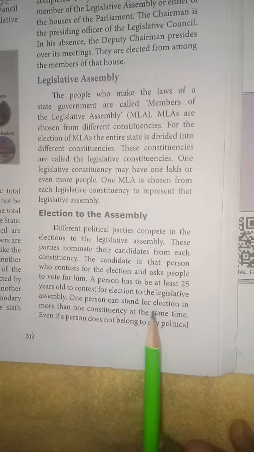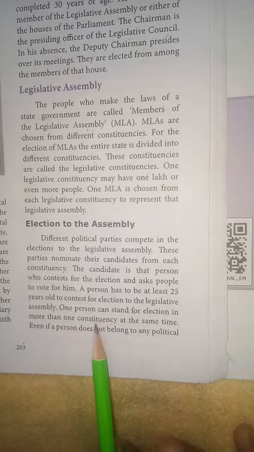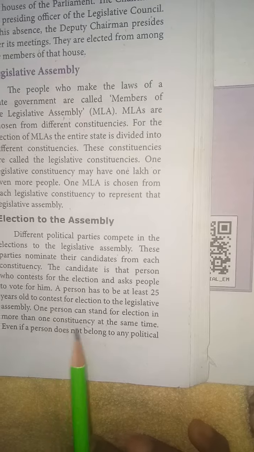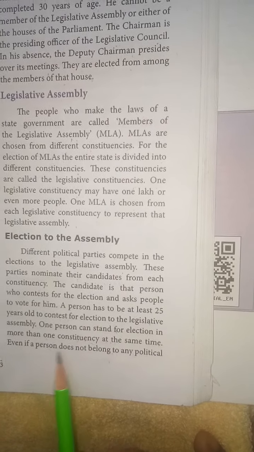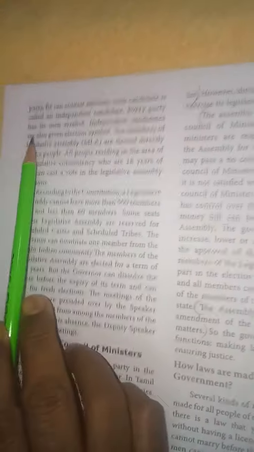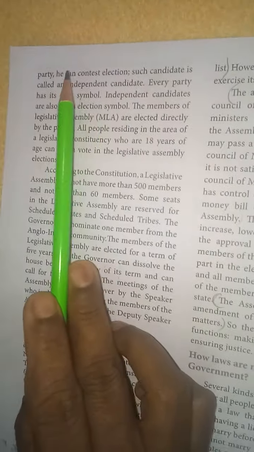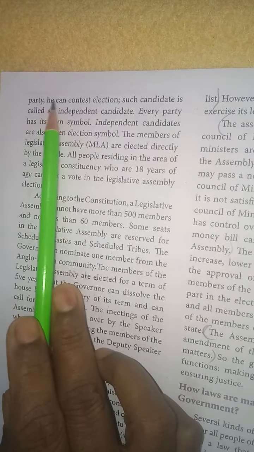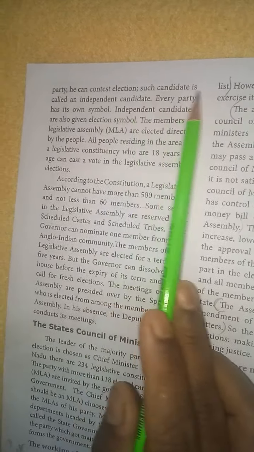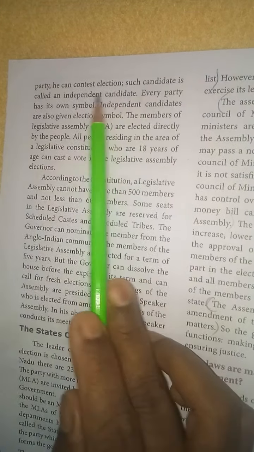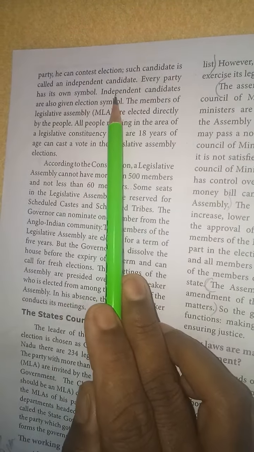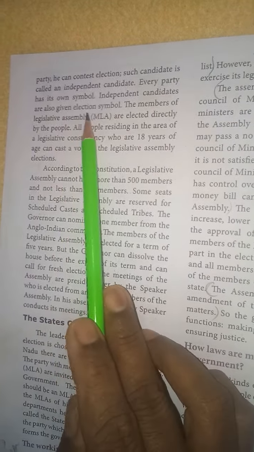A candidate can stand in more than one constituency. Even if a person does not belong to any political party, he can contest the election. Such a candidate can stand alone without joining any political party, and is called an independent candidate, suyetchai vetpalar. Every party has its own symbol. Independent candidates are also given an election symbol.